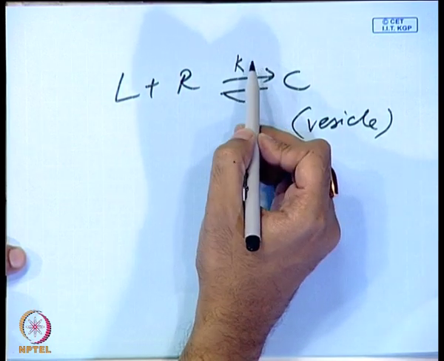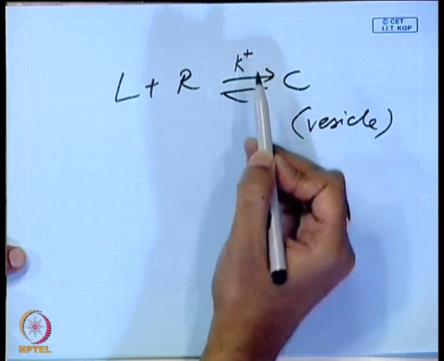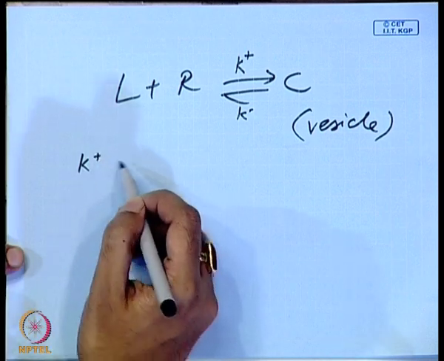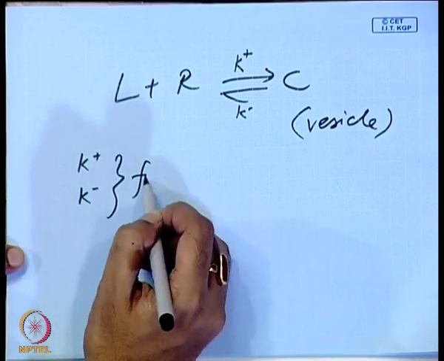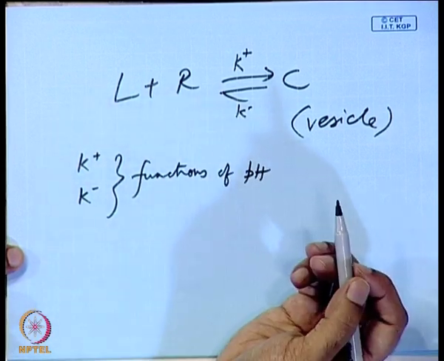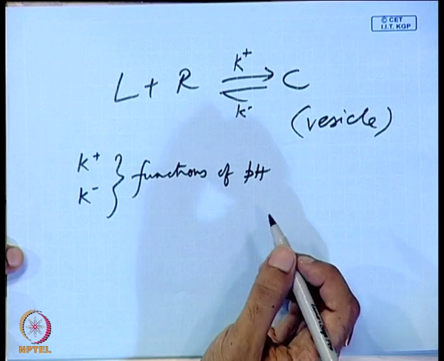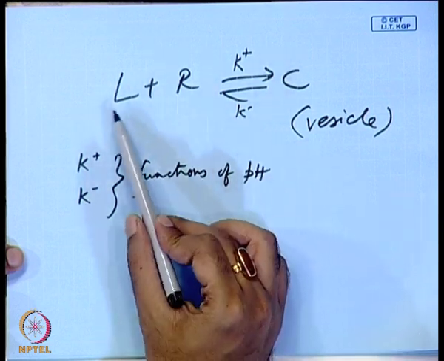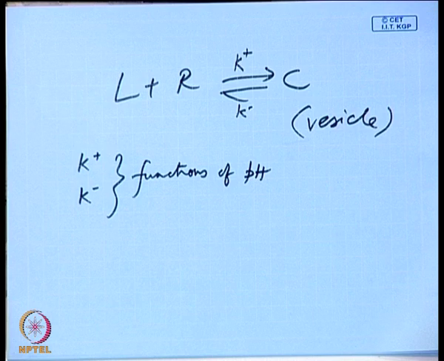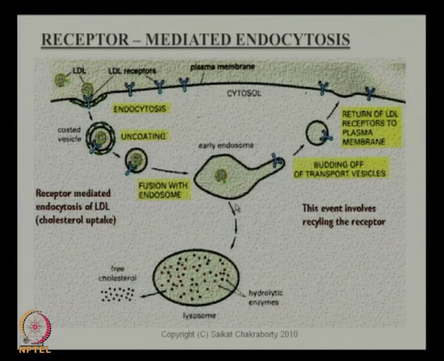But remember, you have this K plus, let us call this, and let us call this K minus. So, you have these two rate constants, and K plus and K minus are functions of pH, and of temperature also, but here pH is what is important. So, if I can go to the screen now, inside the endosome, here you have the complex form.